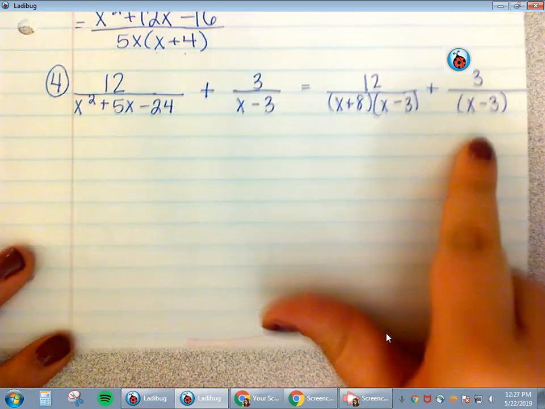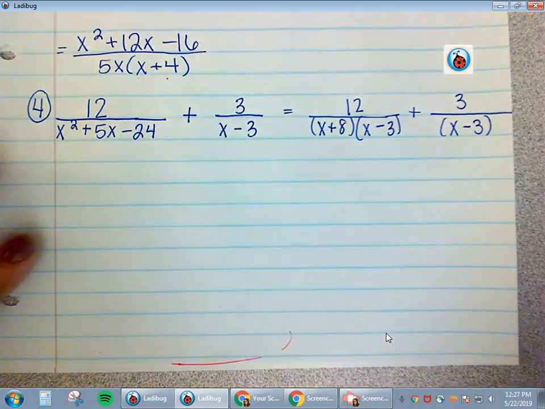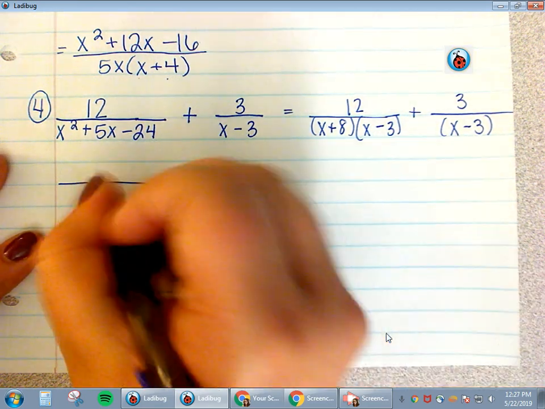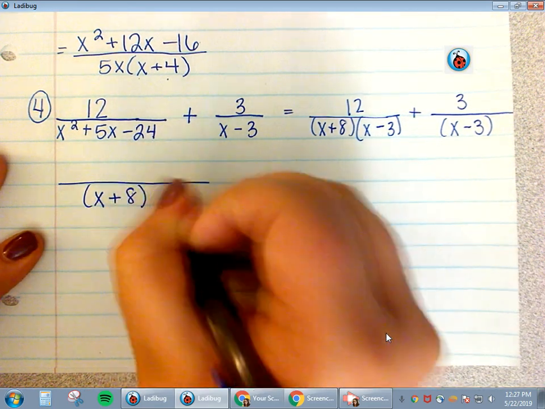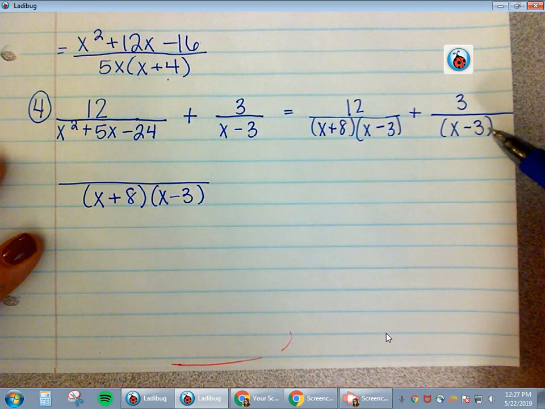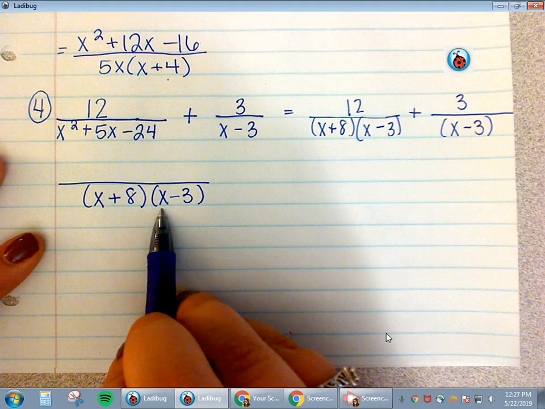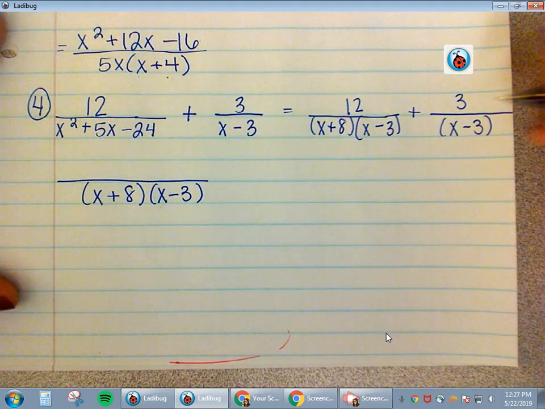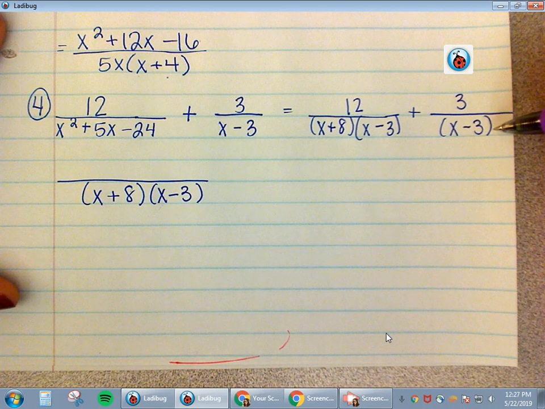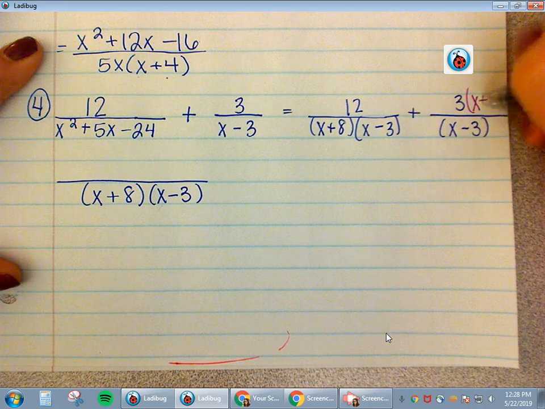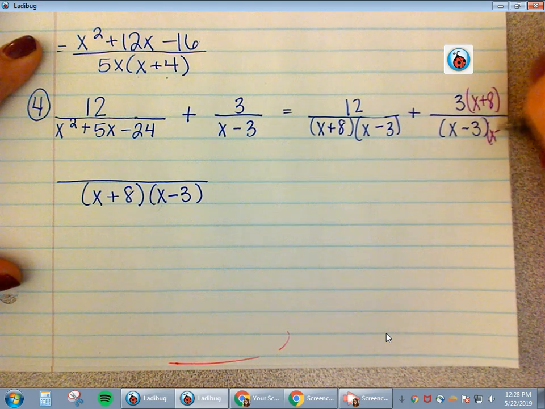So now that I've factored, it's a lot easier to see what my common denominator will need to be. So copy the first denominator down, x plus 8 and x minus 3. And then check the second to make sure it's represented. It already has an x minus 3, so that one's good. My second guy is missing an x plus 8. So we need to put that on top and bottom.